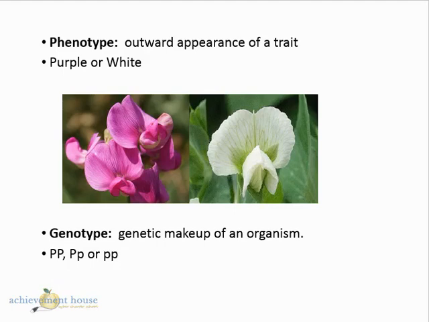Some purple plants might have two alleles for being purple. Some may have an allele for purple and an allele for white. And the white flowers have two alleles for white.